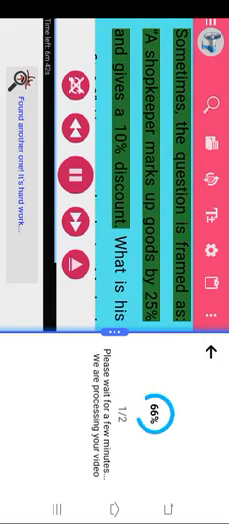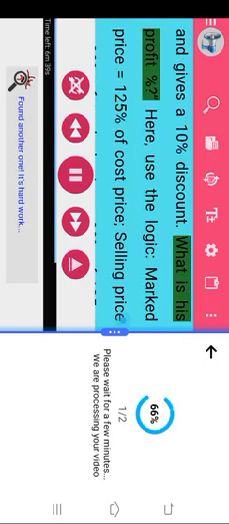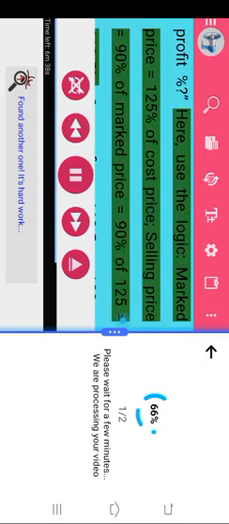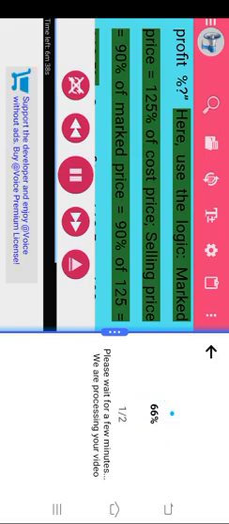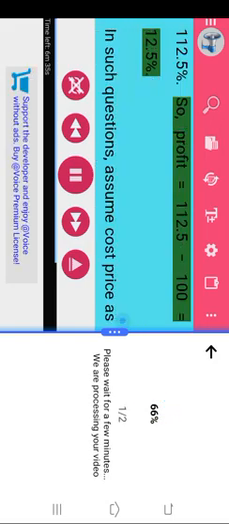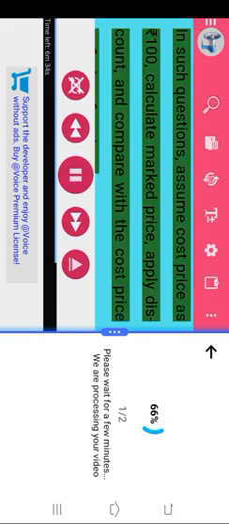Sometimes, the question is framed as, a shopkeeper marks up goods by 25% and gives a 10% discount. What is his profit percent? Here, use the logic. Marked price equals 125% of cost price. Selling price equals 90% of marked price equals 90% of 125 equals 112.5%. So, profit equals 112.5 minus 100 equals 12.5%. In such questions, assume cost price is 100 rupees, calculate marked price, apply discount, and compare with the cost price to find profit or loss.